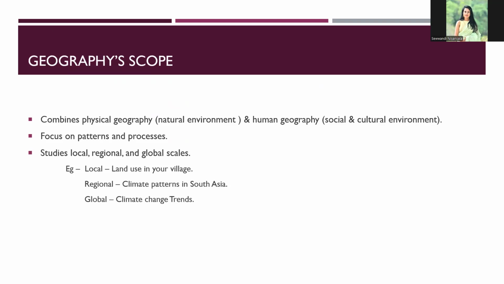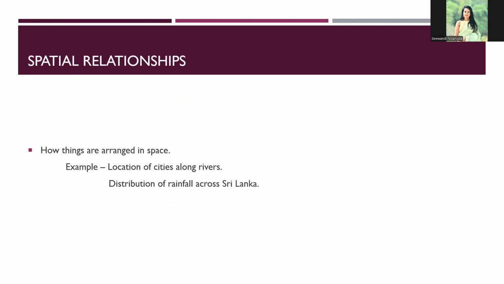In the exam connection, if a structured question asks for examples from local, regional, and global scales, always use specific real examples like this. Okay. Then we move to spatial relationships. This is about how things are arranged in space. For example, why are most Sri Lankan cities like Colombo, Gampaha, Kandy near rivers or the coast? It's because of transport, trade, and water supply.